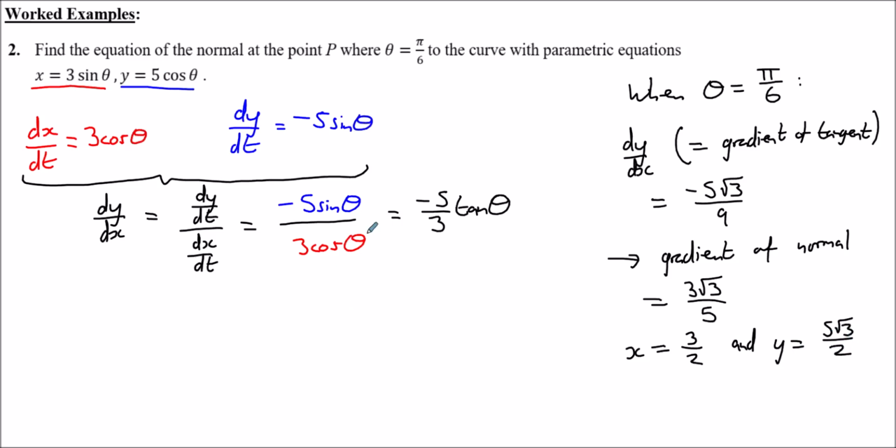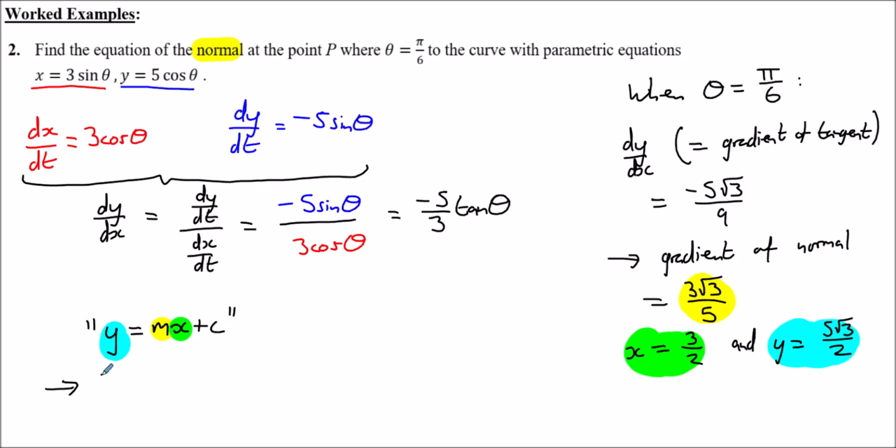We can then use the general equation for any straight line from GCSE now. And that equation is, of course, the good old y equals mx plus c. So we want the gradient of a normal. For this normal, we know the gradient of a normal is 3 root 3 over 5. So I know my m. I can now sub in a coordinate pair, which I know. So I know that when x is 3 over 2, the value of y that goes with that is 5 root 3 over 2. So I then just substitute in these values to work out the corresponding value of what the constant c must be.